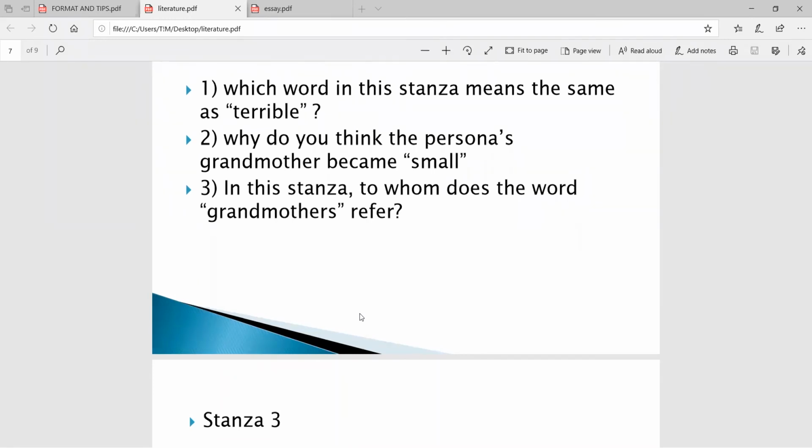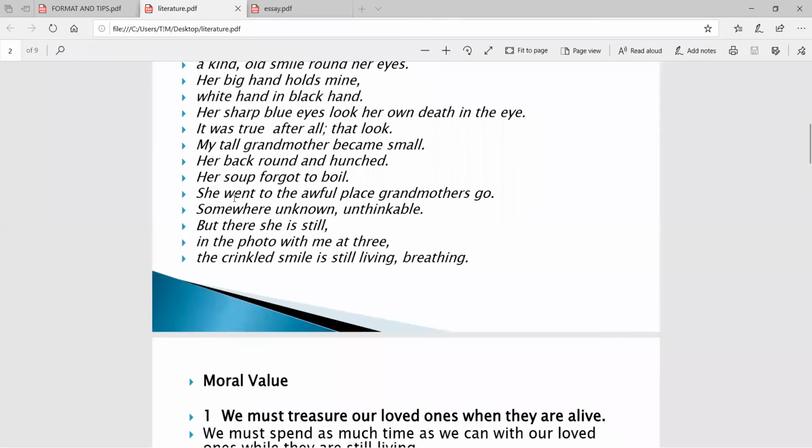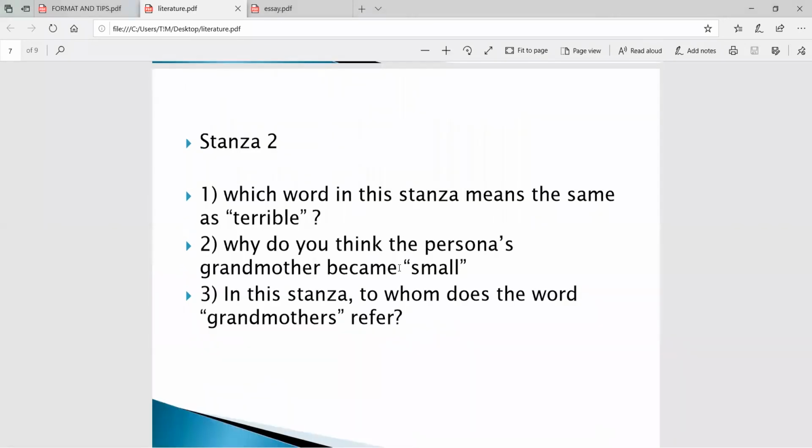No, in stanza 2 they said that she went to the awful place grandmothers go. So what does this word grandmothers mean? Gigi said old people. Yes, actually it's almost, but not too precise. Old people who die, all right? Because the grandmothers here in stanza 2 means those who have died.